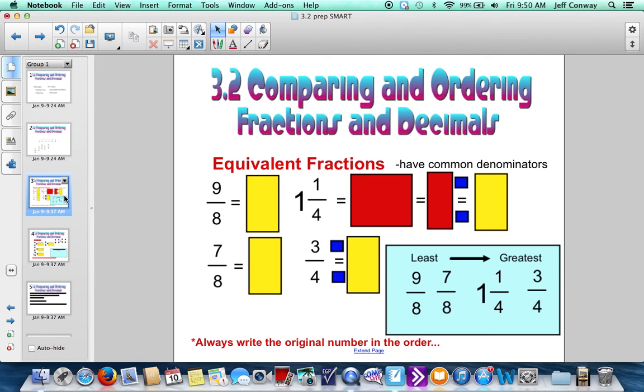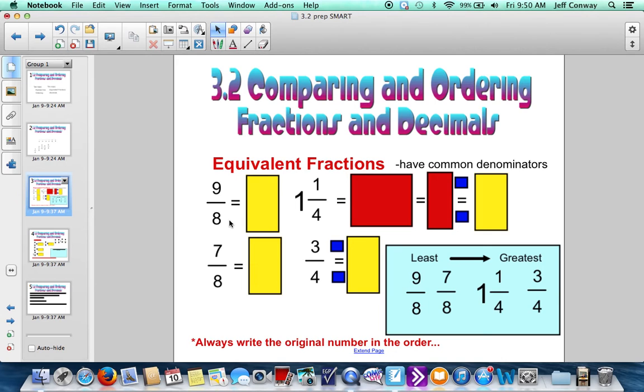Now, making equivalent fractions, to put them in order from least to greatest, we have to find equivalent fractions. It means they have to have a common denominator. The bottom number has to be the same, so that all of the items are cut into the same number of pieces. It makes it much easier to figure it out that way.